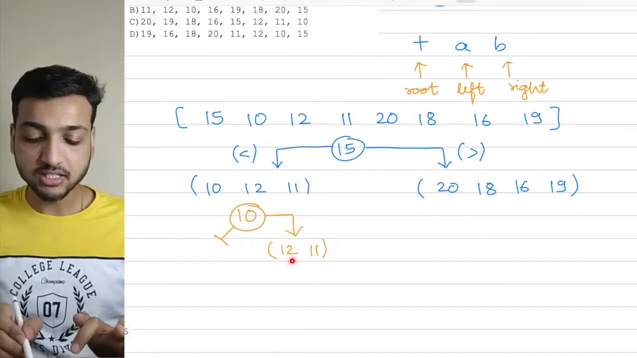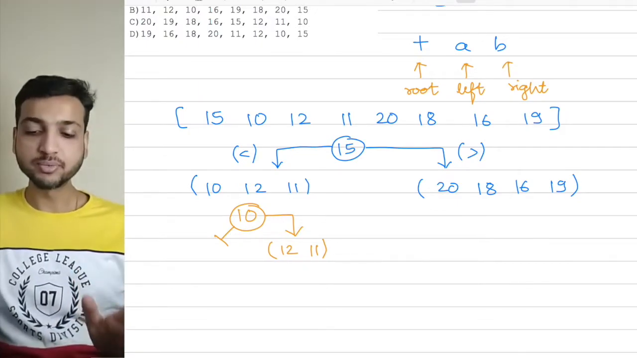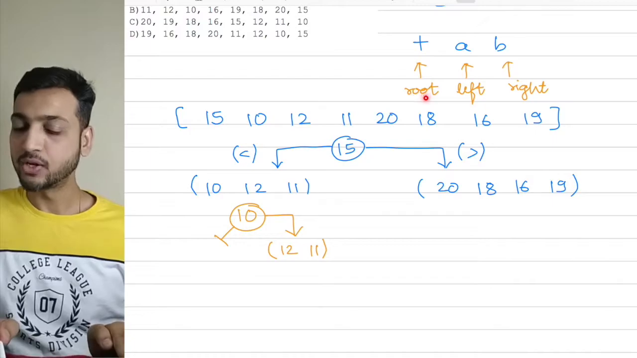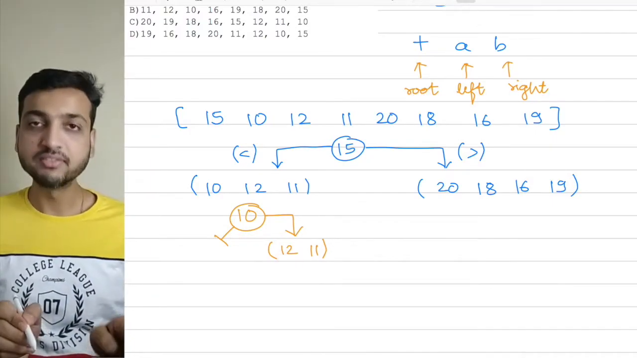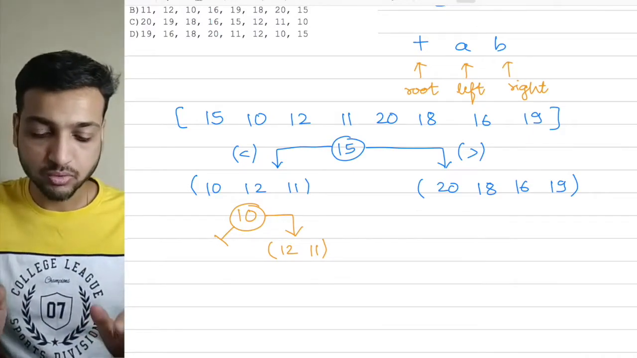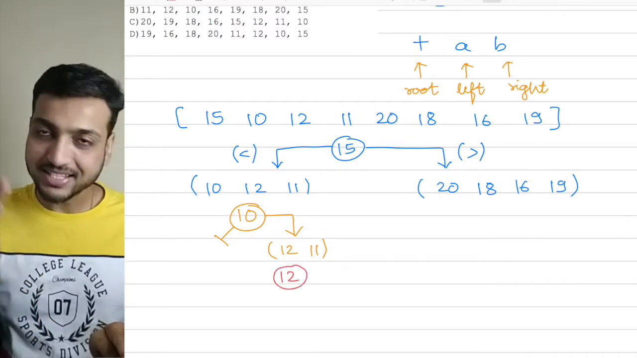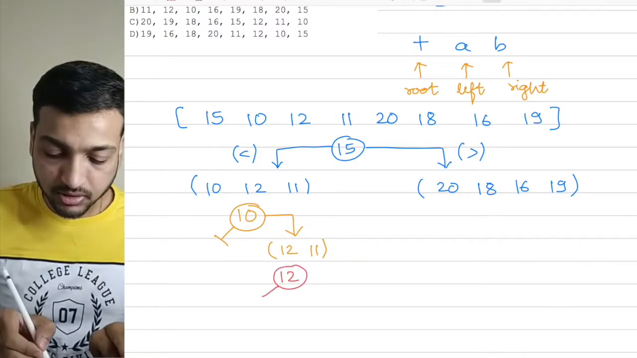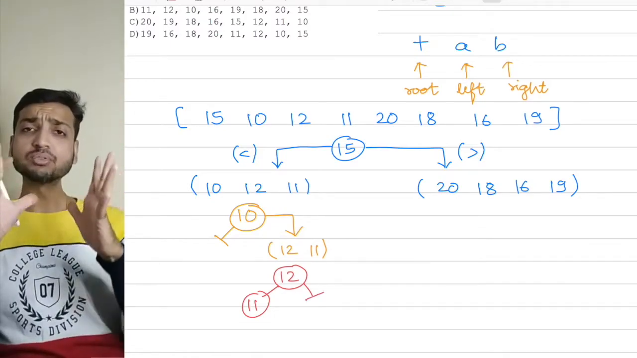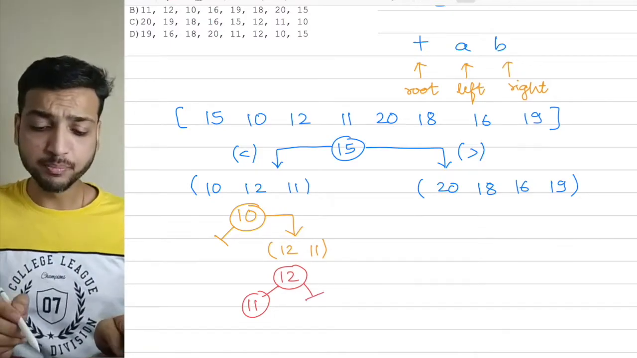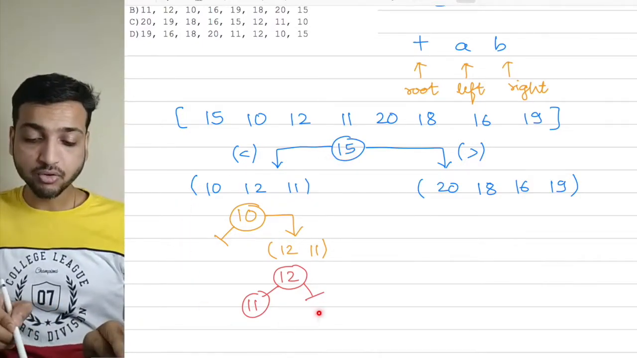Now once again, in this 12 and 11, it's a pre-order sequence. So whenever it's a pre-order sequence, we very confidently can apply root, left and right property. So the first value always has to be the root. So 12 is going to be the root here, and less than 12 is 11. So it comes here, and there's nothing greater than 12. So that's null. So this is how the left subtree of this 15 was the original root. Now this is the left subtree of the 15.